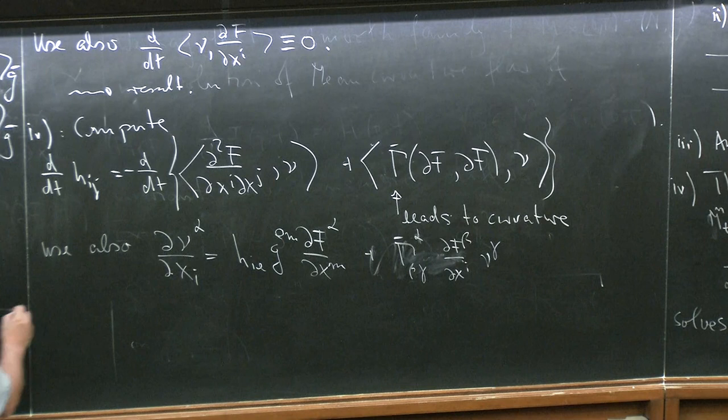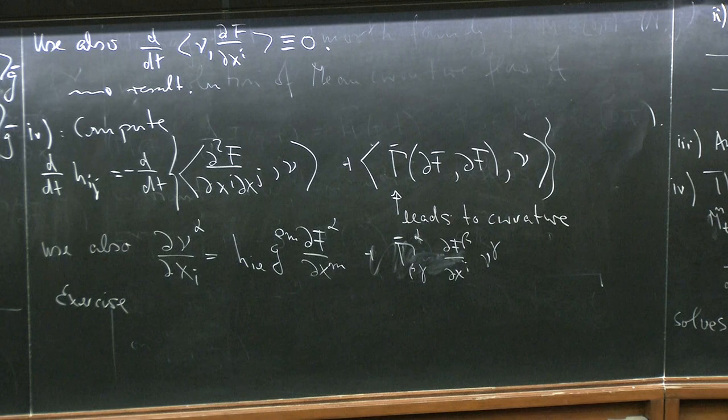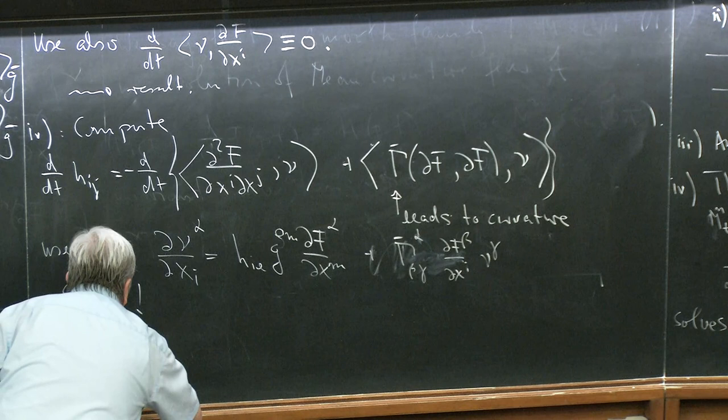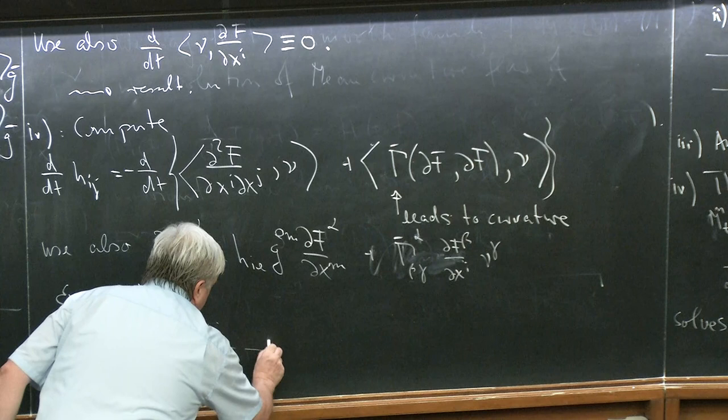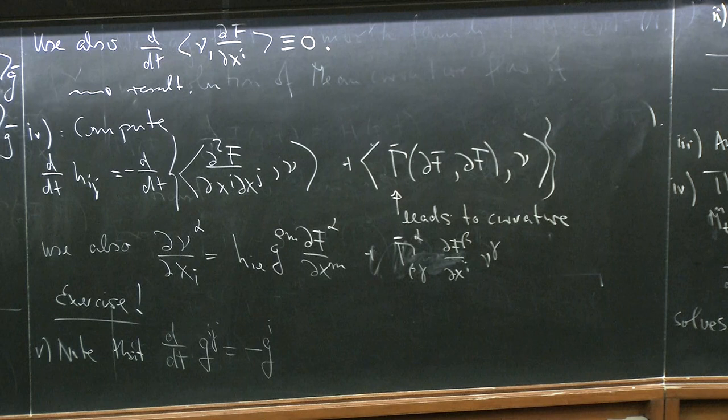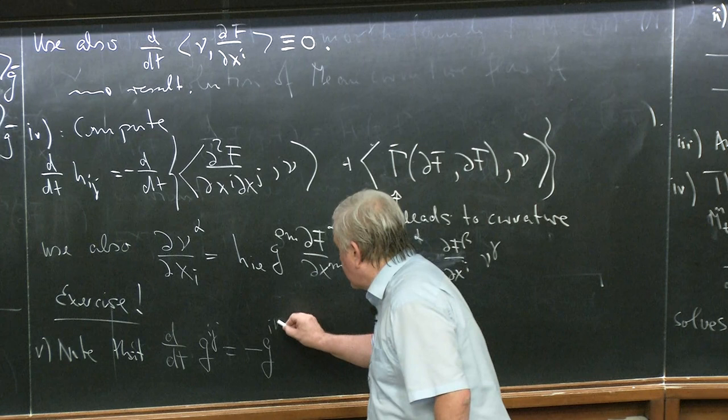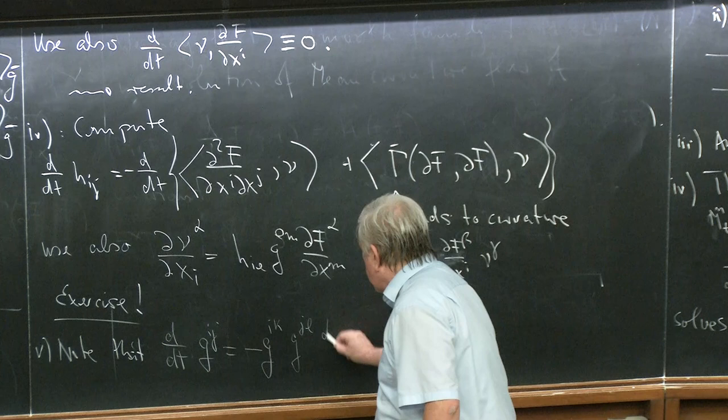And anyway, it's explained in the literature exercise to check that you end up with this formula. And to get 5, you just note that the time derivative of the inverse of the second fundamental form, the inverse of the metric, is minus d/dt of 1 over u, which is minus 1 over u squared times dt of u. So it's minus the inverse of the metric times the inverse of the metric times the derivative of the metric.